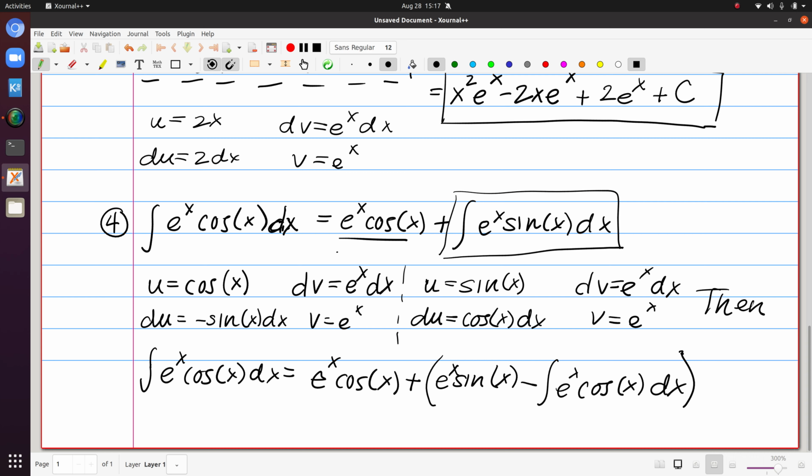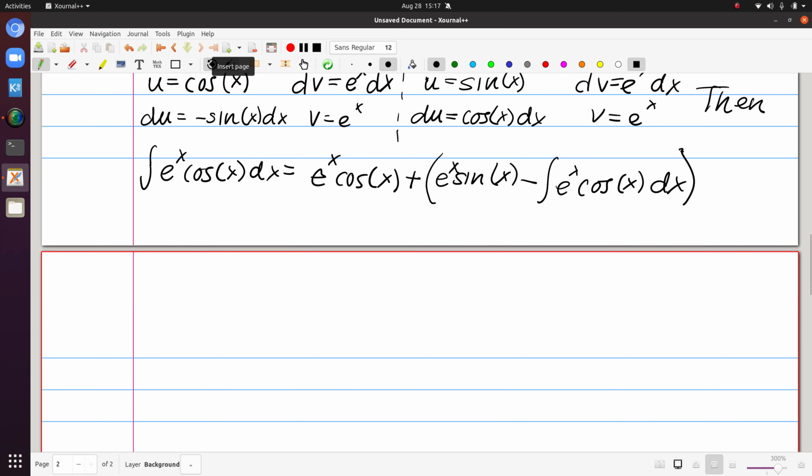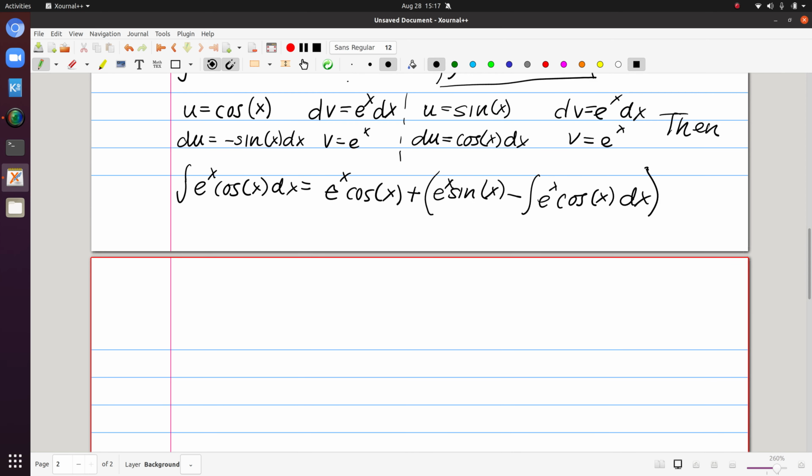Based off of what we've done so far, this does not seem good because I end up where I started with more stuff in some sense. So this integral, notice, is the same as that on the left. But it turns out that that's okay, because you can view this as an algebra problem. We have the unknown, which is what we have on the left, that we're trying to solve for. But it shows up on the right-hand side as well.